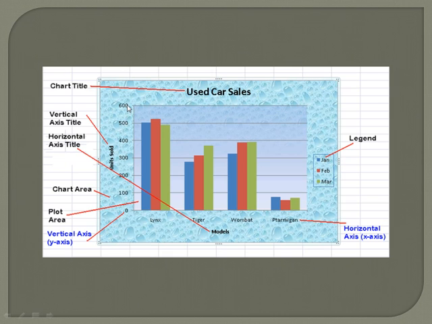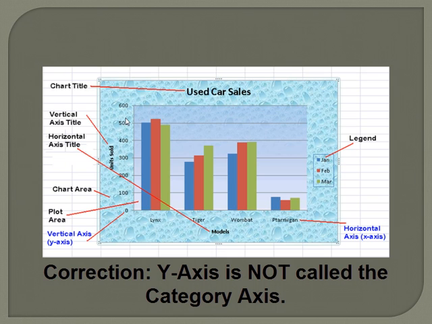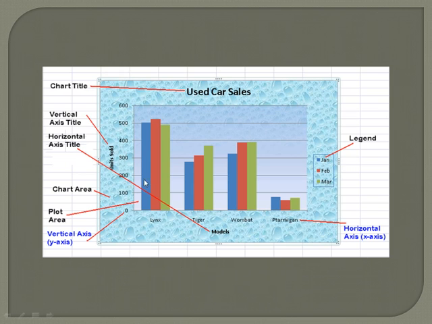We have on all charts a vertical axis and a horizontal axis. The horizontal axis is normally called the x-axis, but in Excel they've changed it to just the horizontal axis. The vertical axis, also called the category axis, is usually known as the y-axis. So we have a vertical axis and a horizontal axis. We have a y-axis and an x-axis.